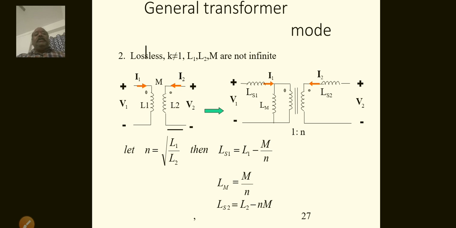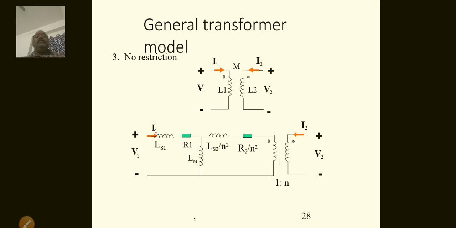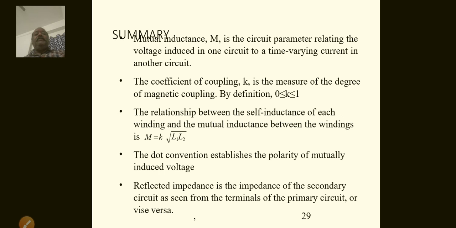And similarly, you take the two inductors L1 and L2, in the same manner, n is equal to root over L1 by L2, already we know that. LS1 equals L1 minus M by n, Lm equals M by n, LS2 equals L2 minus n into M. This is the consideration for the general transformers. So there is no restriction here. You may try to elaborate the circuit like this.